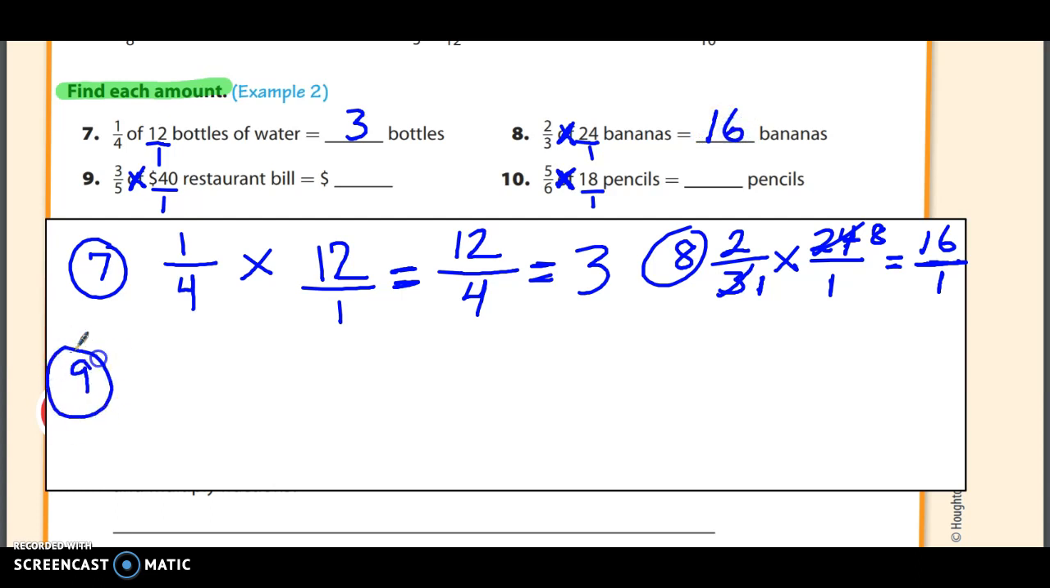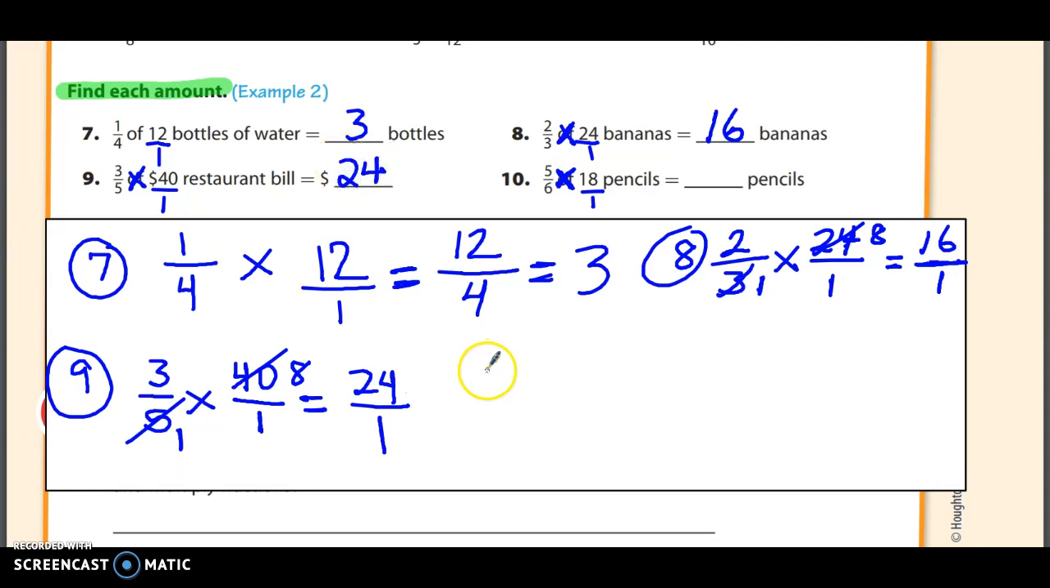Number 9, I've got 3/5 of, which means times, $40, which is the same as 40/1. I could do the complicated way and do 3 times 40 and get 120/5, and then 120 divided by 5. I don't really like doing that. I like to simplify. 40 and 5 simplify very easily. 40 and 5 are each divisible by 5. If I divide each of those terms by 5, I get 1 and 8. And my denominator will be 1. My numerator will be 24. The answer is 24/1, which is 24.